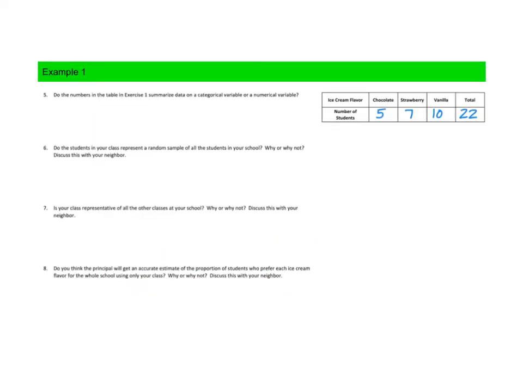All right. Number 5, it says, do the numbers in the table in exercise 1, I put it off to the side here for you as well, summarize the data in a categorical variable or a numerical variable. So it's asking basically, was this survey about a category of something or about a number of something? Well, what was the survey about? It was about ice cream flavors. Are ice cream flavors a category of something or a number? Well, ice cream flavors are a category, right? So this is categorical, because we are finding numbers for categories.